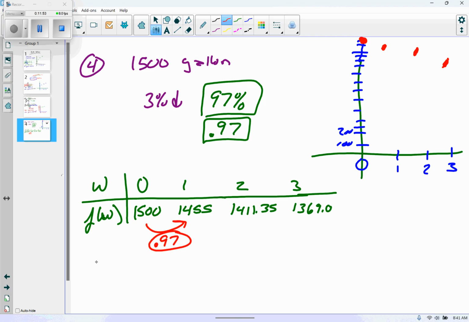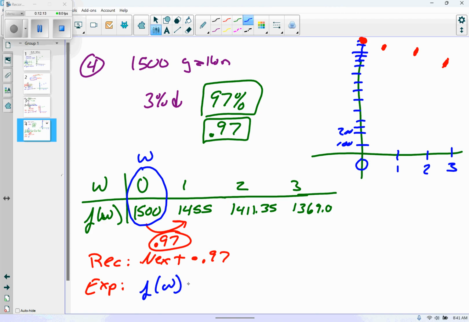Okay, so my recursive is going to be something like next times 0.97. Okay, and my explicit, we're going to make it geometric because we're multiplying. We started with the 0 so that I can just use W. So I'm going to say F at W is equal to the 1,500 original gallons times our growth factor, or our decay factor, raised to the W.